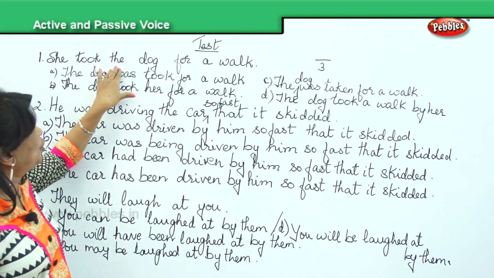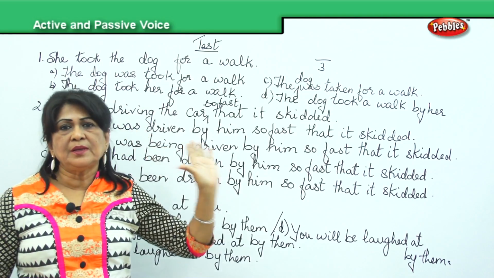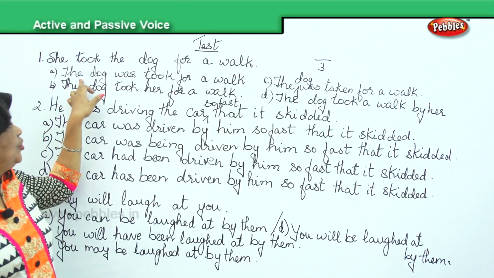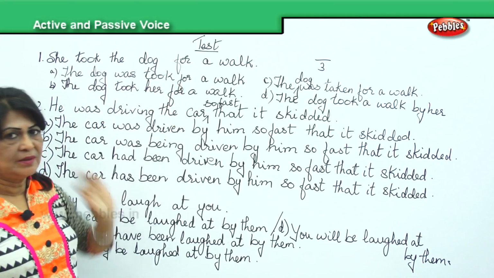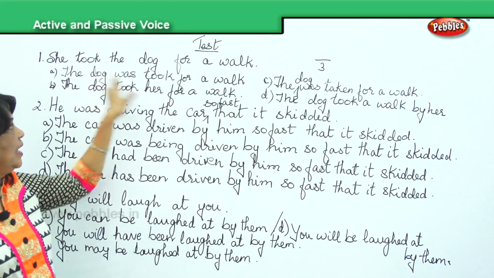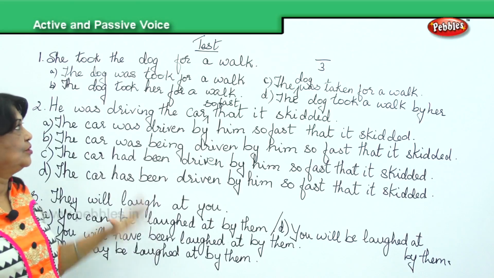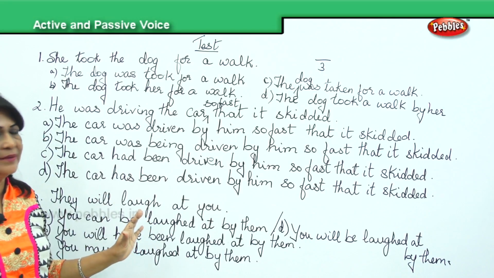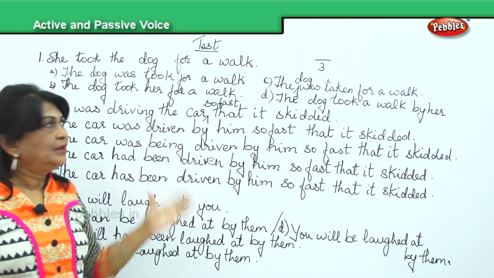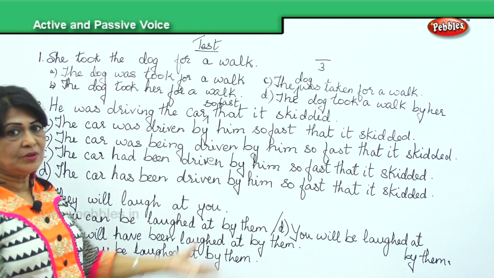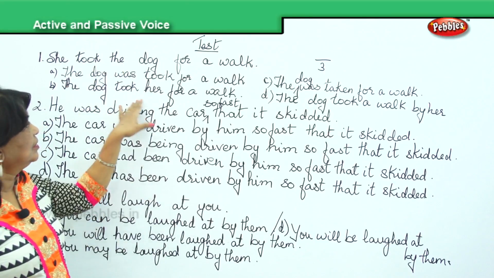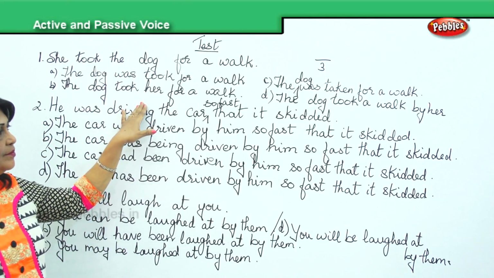She took the dog for a walk is simple past tense. The dog was took for a walk. That is very bad English. You cannot have a sentence like that at all. So that is out of question. The dog took her for a walk. Is it given that the dog took her for a walk? She took the dog for a walk. So this is also wrong.